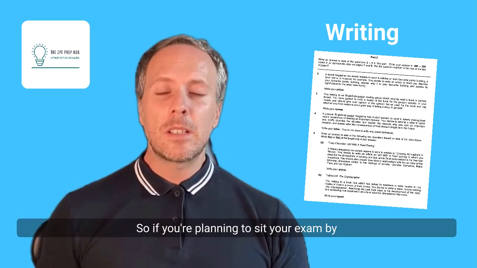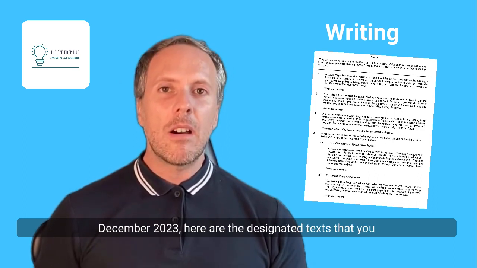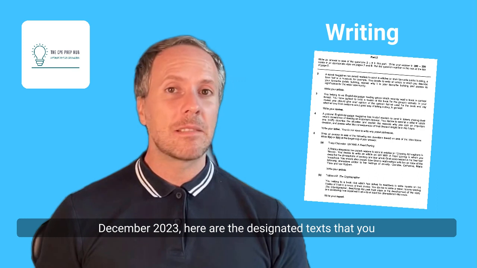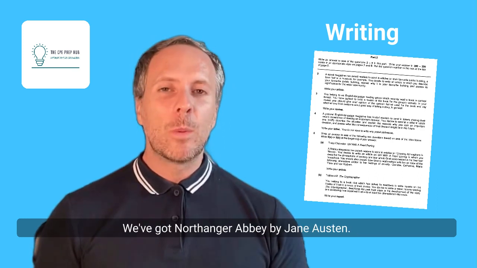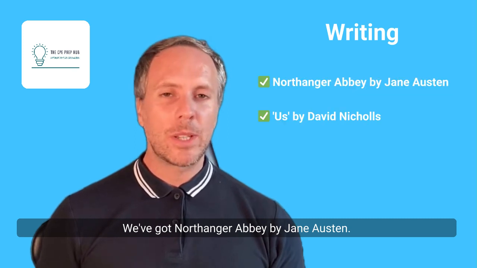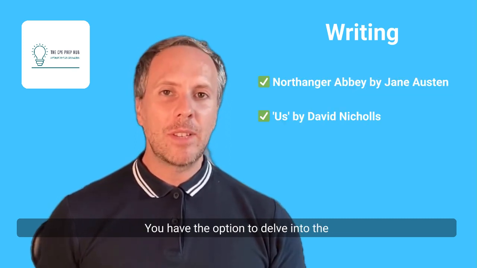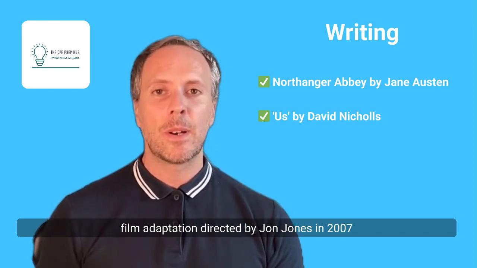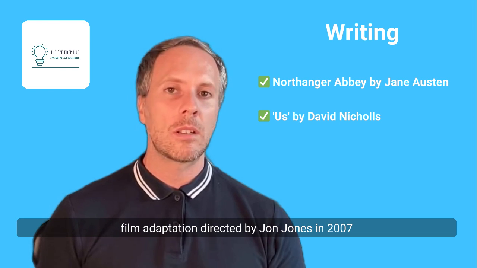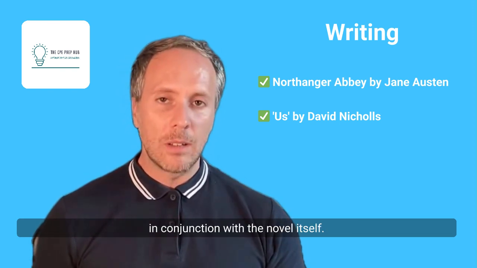So, if you're planning to sit your exam by December 2023, here are the designated texts you may want to write about in your CPE exam. We've got Northanger Abbey by Jane Austen. Any edition will do. You have the option to delve into the film adaptation directed by John Jones in 2007 in conjunction with the novel itself.